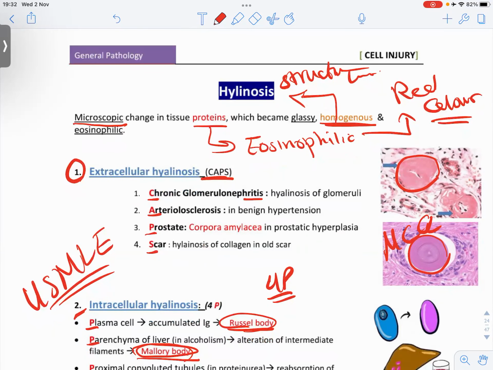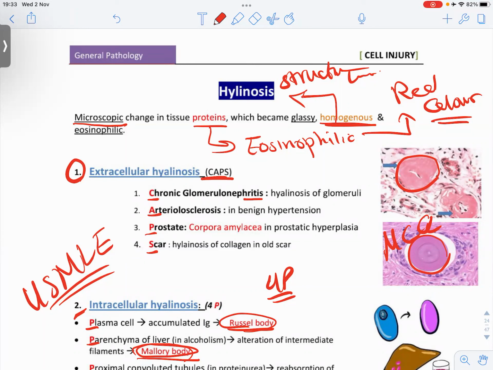The second example is the same as the first one: arteriosclerosis. In benign hypertension, we know that hypertension causes damage of the blood vessel walls, and the blood vessel walls will get sclerosis, meaning destruction of the blood vessel walls. And of course the protein will be accumulated inside the blood vessel and cause hyalinosis of blood vessels.